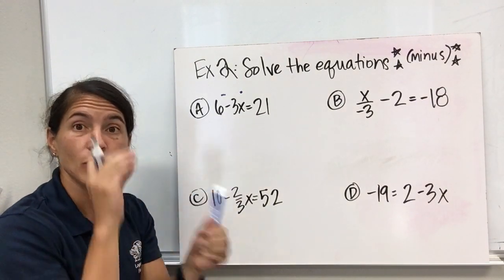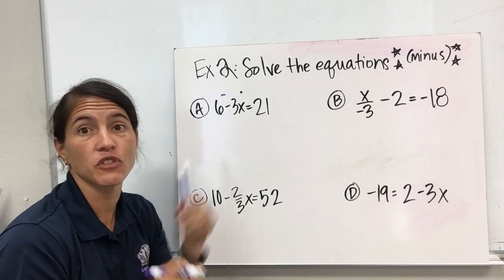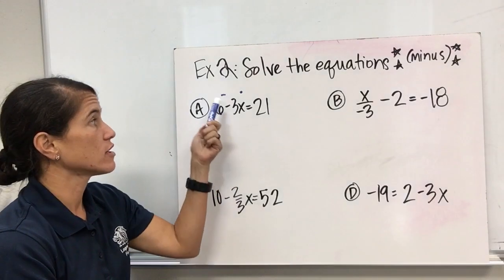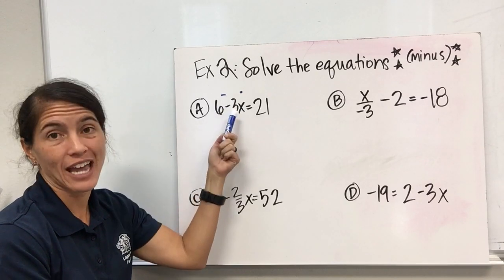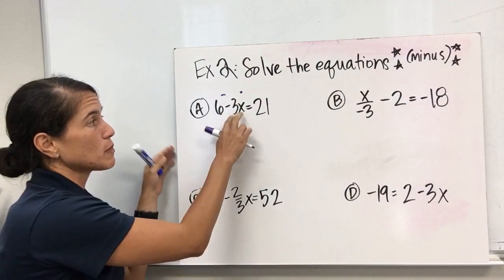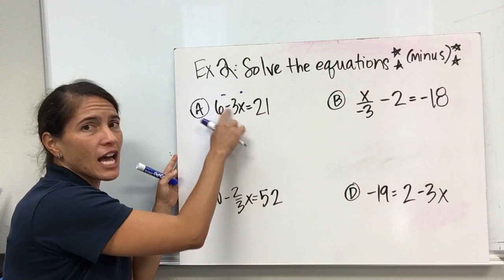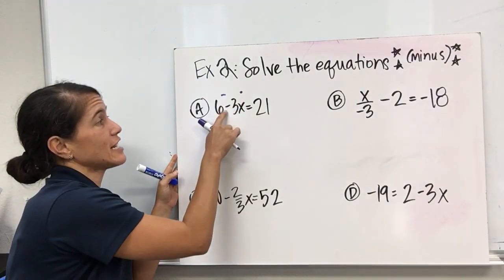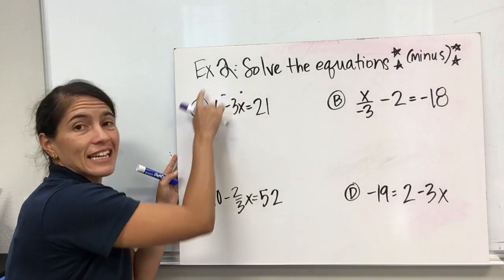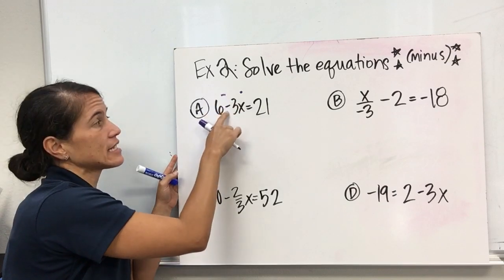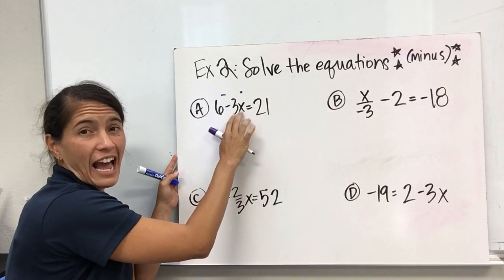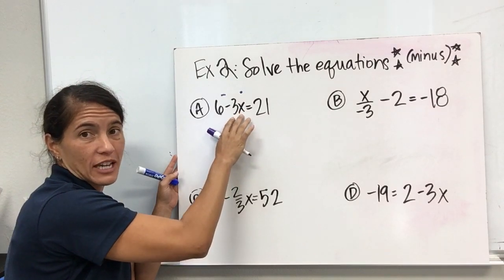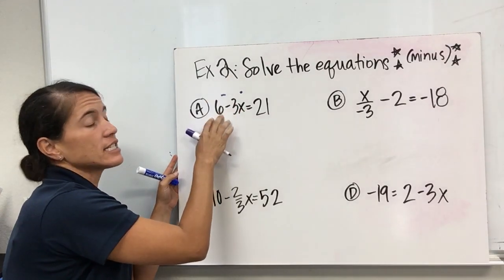I have to go in reverse order. So I have to undo the subtraction first. Well, the subtraction is the 3x, but that's multiplication. So I'm not undoing the multiplication. I need to get rid of this 6 because that's part of the subtraction problem. I have to wait and do this multiplication second.